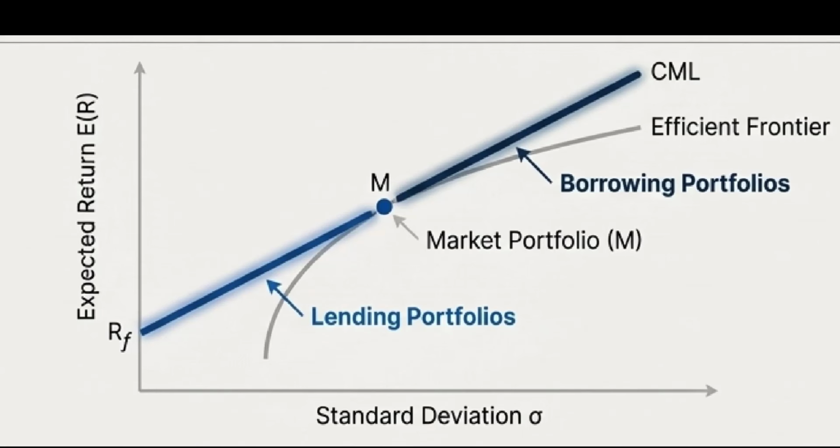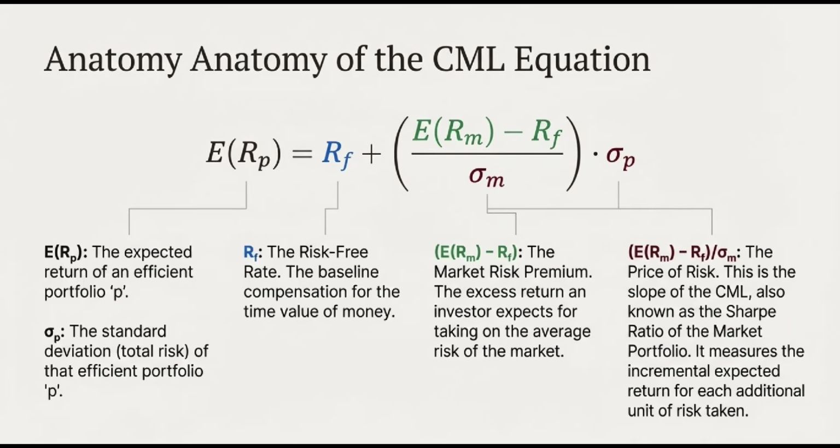Right. In that region, the investor is just mixing the two. They might put, say, 70% of their capital in RF and 30% in M. And by holding RF government bonds, they're lending money to the government. And their resulting portfolio risk, sigma P, will naturally be less than the market's risk, sigma M. Makes perfect sense. You're diluting the market's risk with a zero-risk asset.